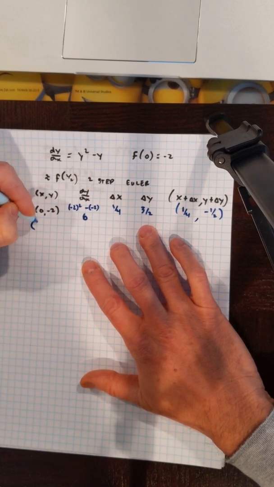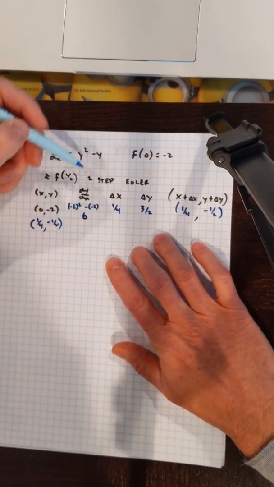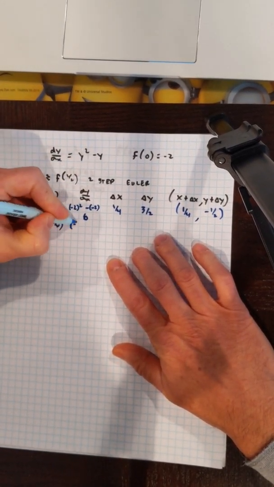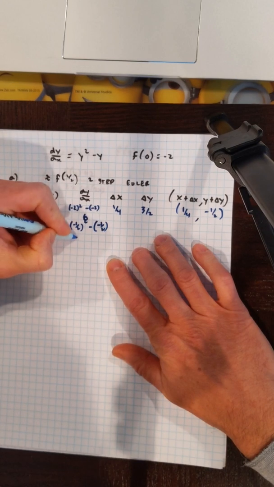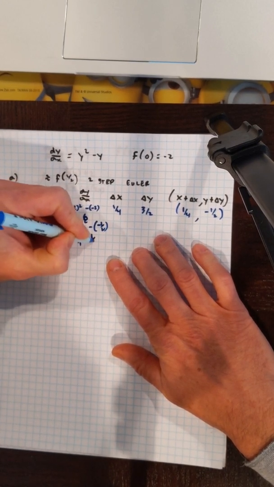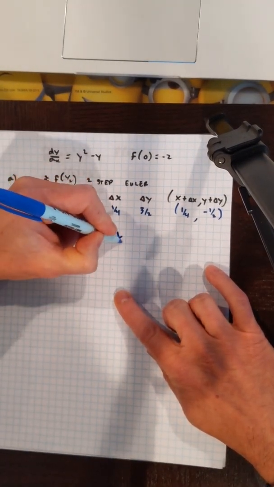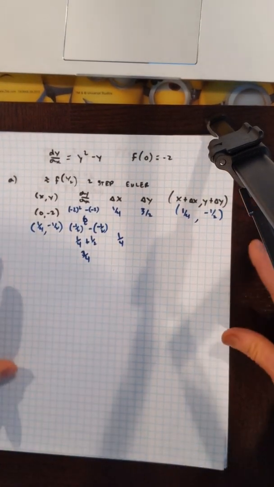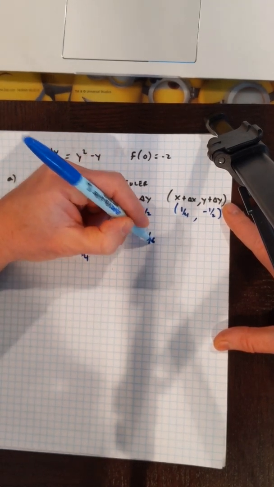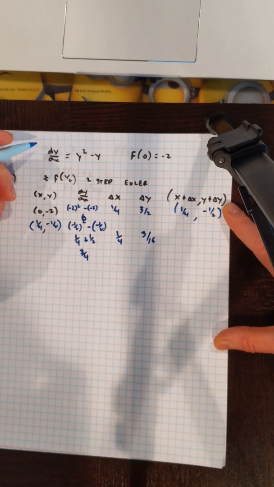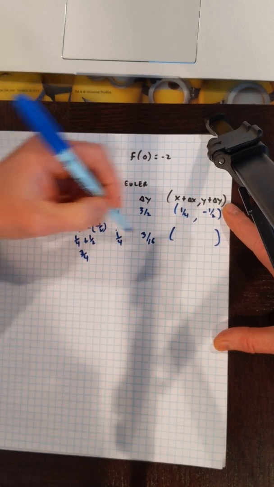Now you start with your new point, and you find your derivative. Now again, it's based on the y, so it's -1/2 squared minus -1/2, which is 1/4 plus 1/2, which is 3/4. So your derivative is 3/4. Your change in x is 1/4. Multiply these two together gives you 3/16, creating a new point of 1/4 plus your change in x is 1/2.